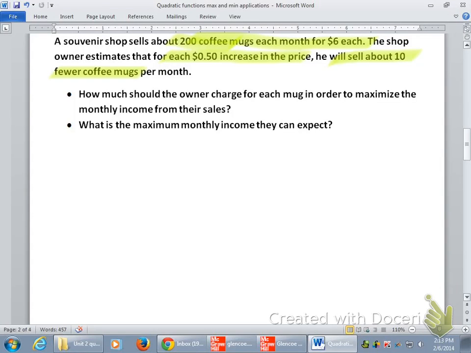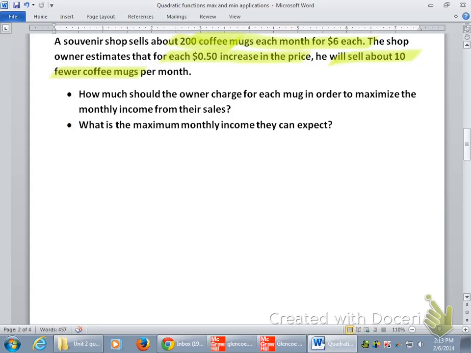All right, so we're looking at this souvenir shop selling 200 coffee mugs for $6 each. But he wants to increase the price of these coffee mugs. He wants it to go up. And he estimates that if he does start charging more, then they'll start buying less. Does that make sense? Okay?